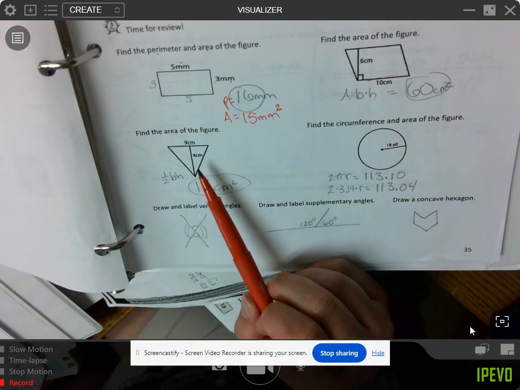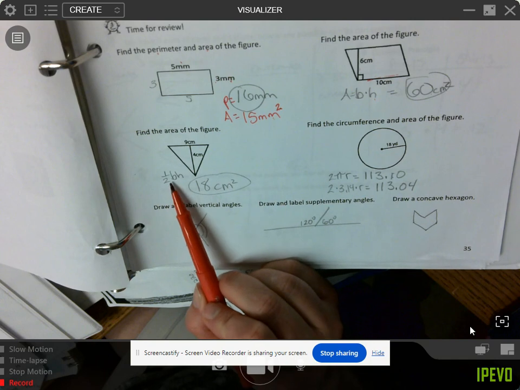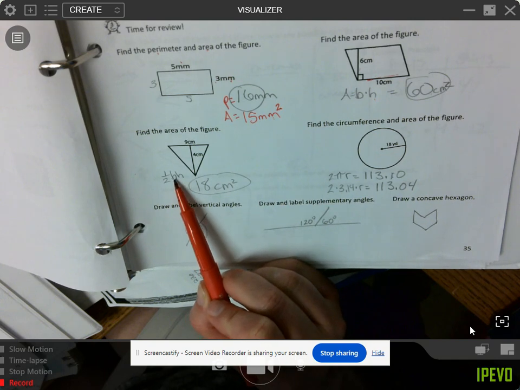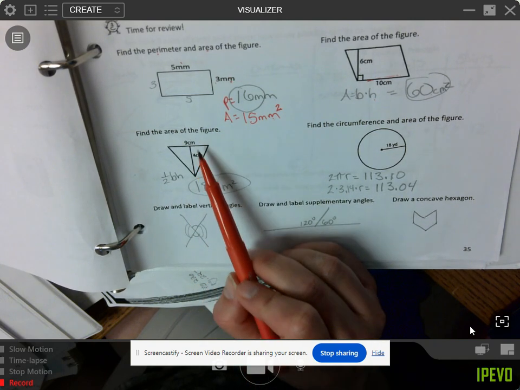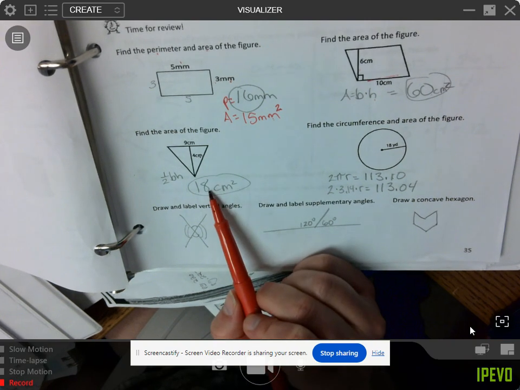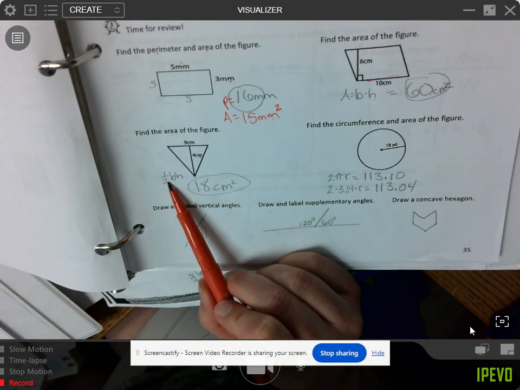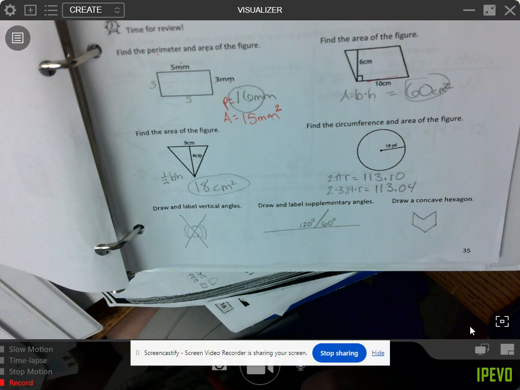All right, find the area of the triangle. Area of a triangle is a half of the base times the height. So 9 times 4 is 36. Divided by 2, halving it gives me 18 centimeters squared.